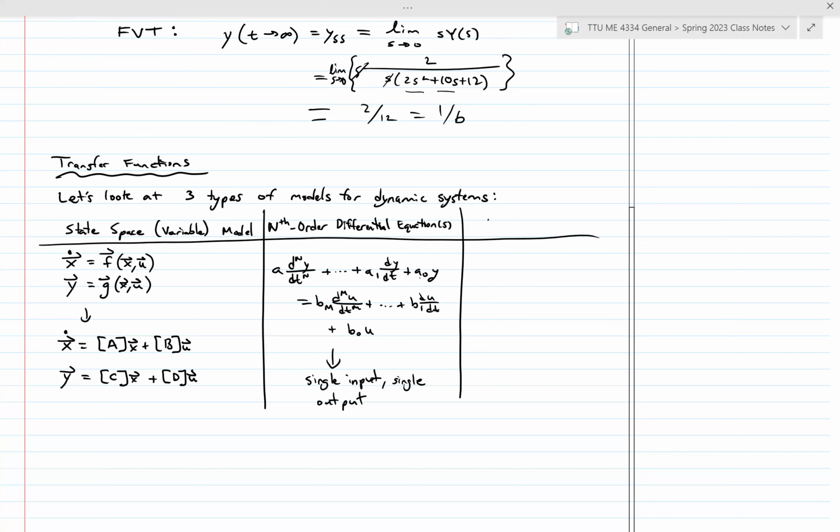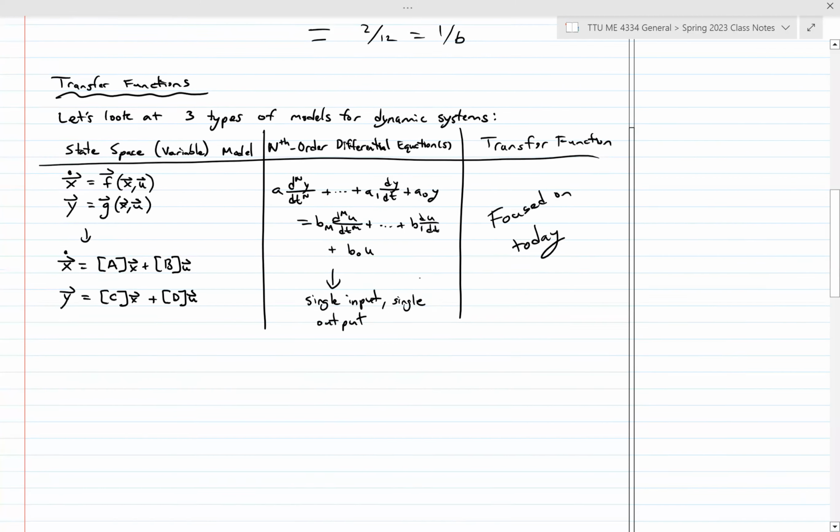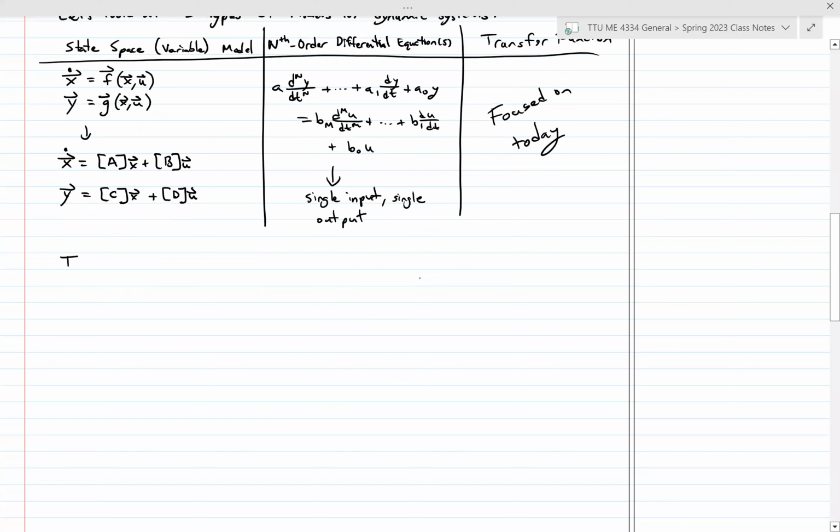Okay, and the last one, the one that we'll focus on for the most in this class, is the transfer function. That'll be our focus for today. So, a transfer function. Can anybody give me a basic definition of what a transfer function is? Output over input. I would say Laplace transform of the output over the input.